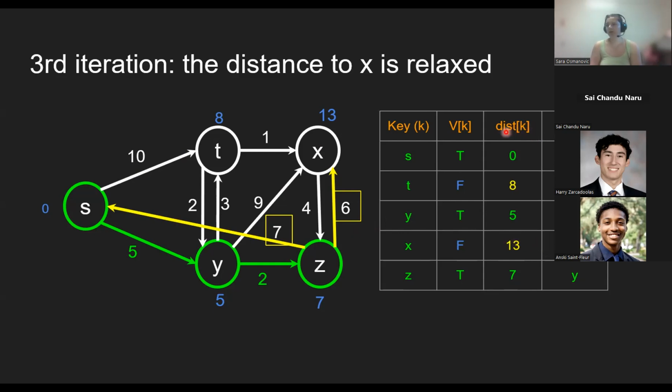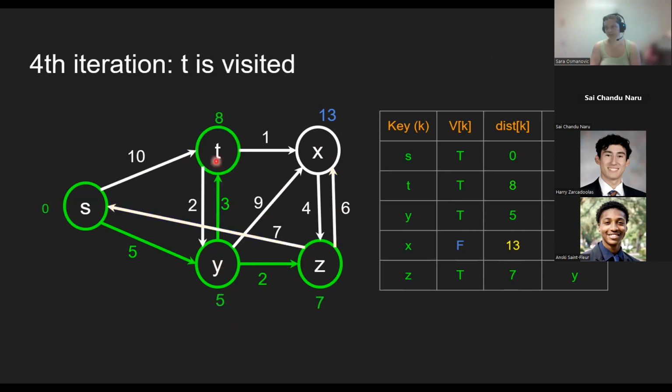When you look at all of these values now, we have 2 that are unvisited, T and X, and between those two, T has a smaller value. So you pick that one to visit, and its predecessor is Y. So instead of going from Z to X, you're going to go from Y to T.